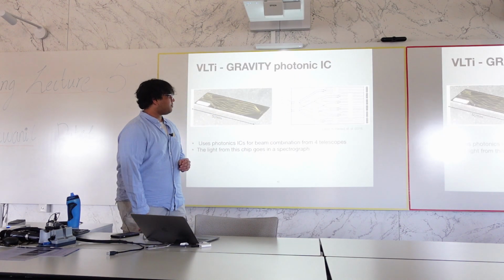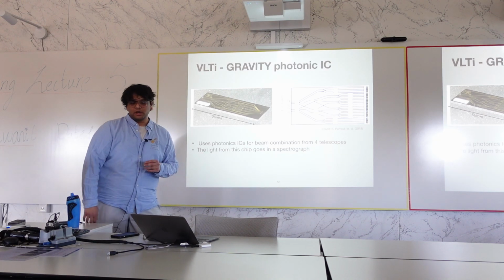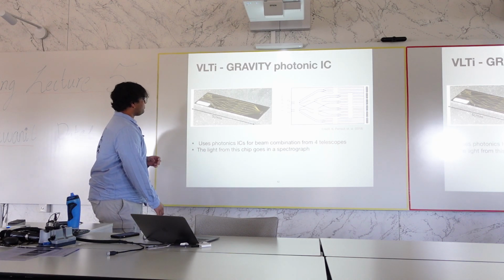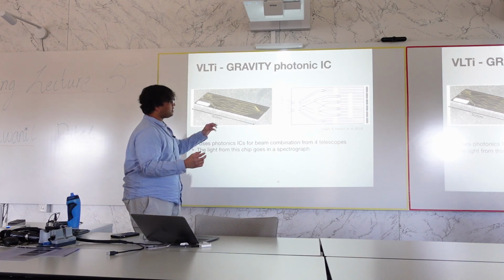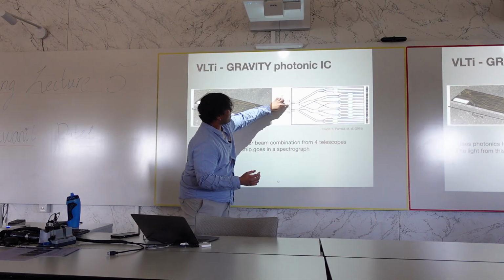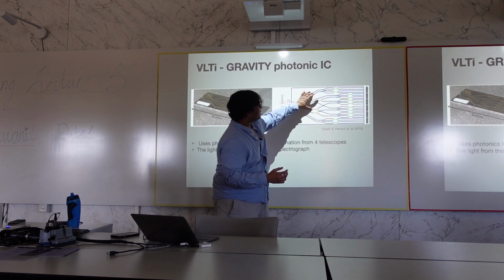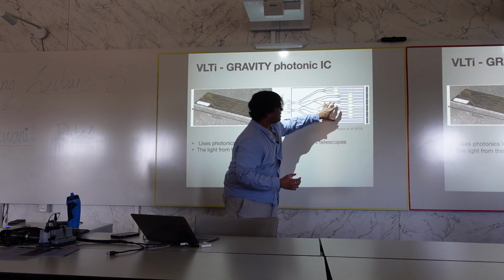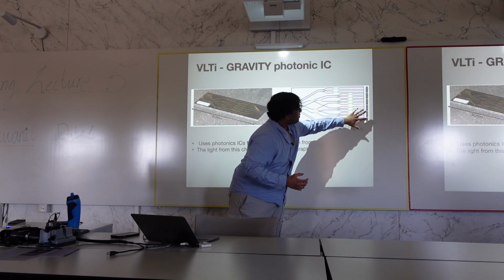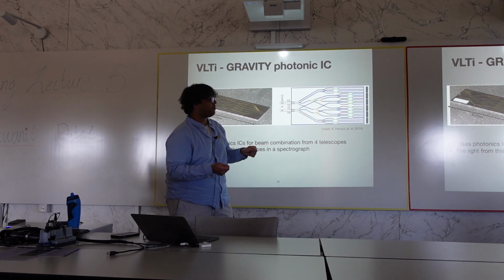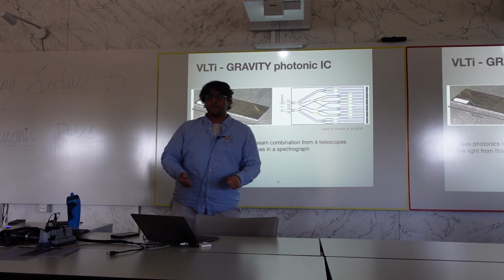So just to talk a bit more about the photonic chip which we are using, it's 50 millimeters in size. You have light going in from each of the 4 telescopes. You first combine them based on phase and then split them again into multiple ports. You can feed the light from multiple ports into a spectrograph.